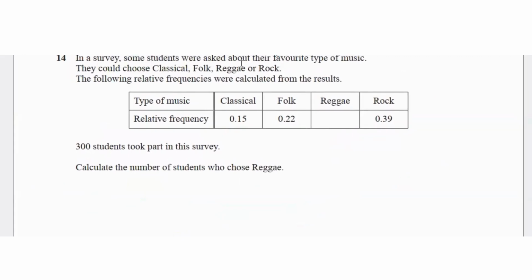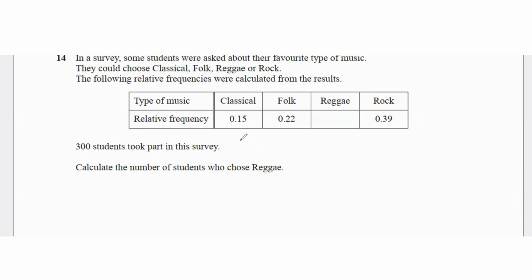In a survey, some students were asked about their favorite type of music. They could choose classical, folk, reggae, or rock. The following relative frequencies were calculated from the results. 300 students took part in the survey. Calculate the number of students who chose reggae.